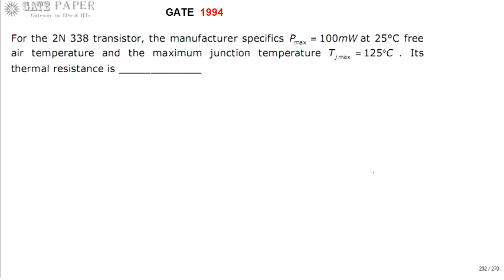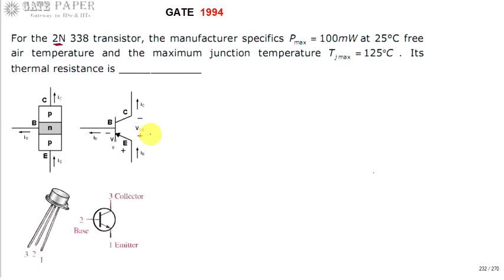Find the thermal resistance. Thermal resistance is always used with power amplifiers, and this 2N338 is a power amplifier. The 2N series specifies that this transistor is a power transistor. We know that power dissipation generally takes place only at the junctions, and every BJT consists of two junctions.